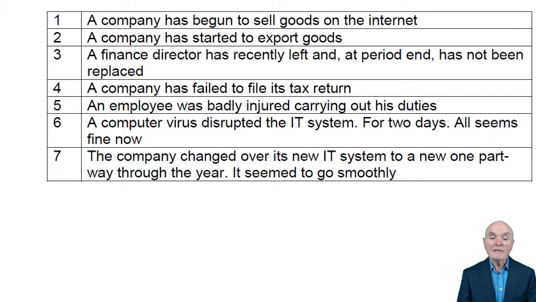Finance director has recently left and at period end has not been replaced. And I think I mentioned this on the previous chapter. Basically, we now have a ship without a captain. The accounts department used to be essentially overseen by the finance director, and anyway, we want to know who's now in charge of it. If it's a good accountant in charge, there is maybe nothing to worry about here. But at least we have lost maybe this conduit to the board. The finance director is not any longer sitting on the board.